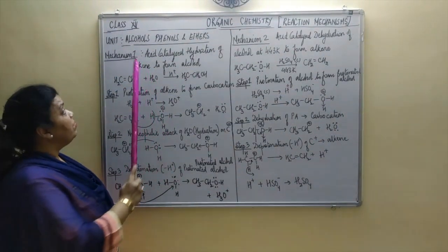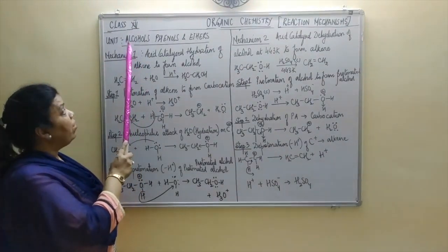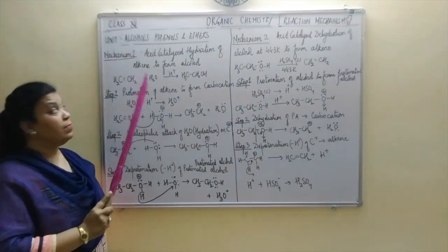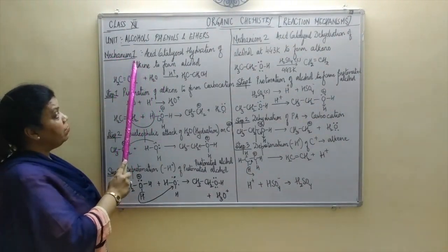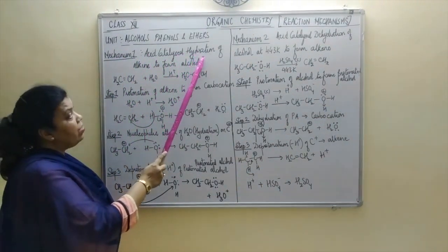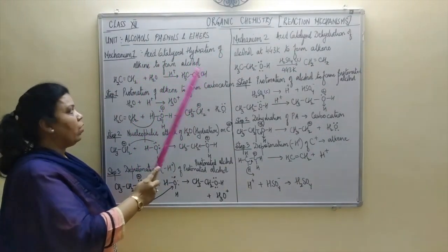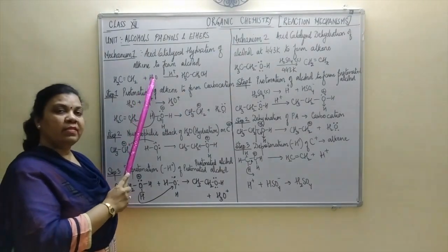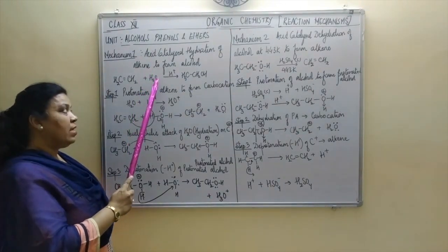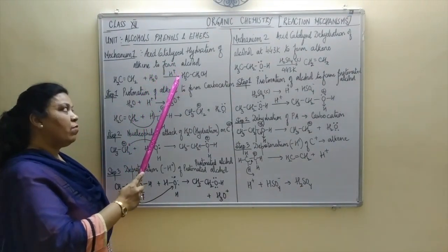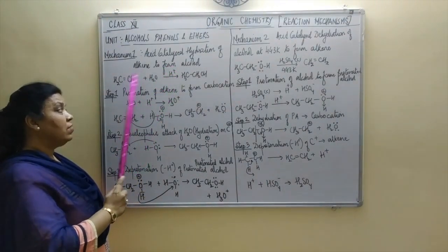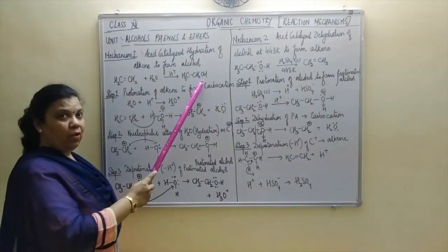The next mechanism in the series is from the chapter Alcohols, Phenols and Ethers. We are going to study 3 mechanisms from this. The very first mechanism is acid catalyzed hydration of alkene to form alcohol. Alkenes, we all know, on hydration, hydration meaning addition of water. Acid catalyzed means in the presence of concentrated H2SO4. This hydration occurs resulting in the formation of alcohol.